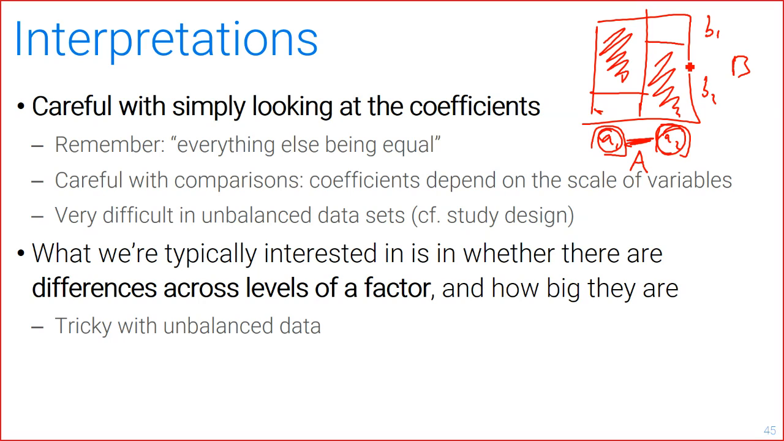So typically what we're interested in is whether there are differences across the levels of a factor, like in here, between A1 and A2, or how big they are. And again, this is going to be tricky with imbalanced data. In the next lecture, we're going to see how to do this kind of comparison properly.